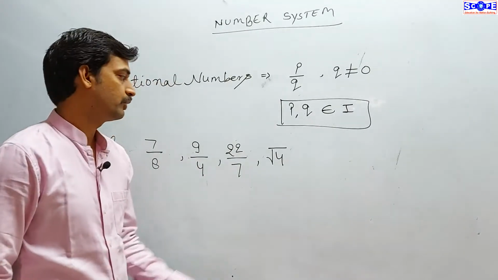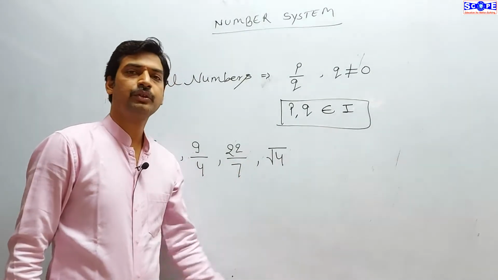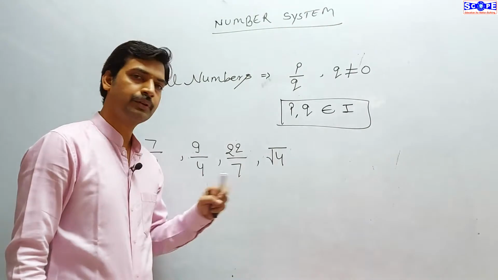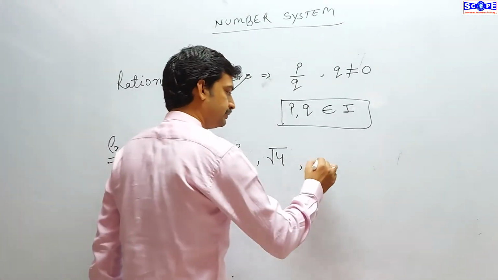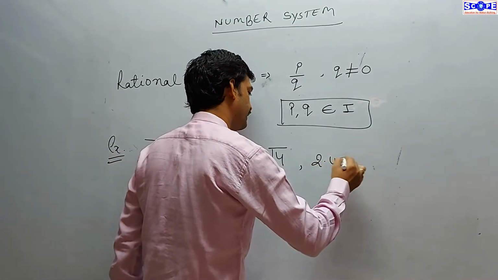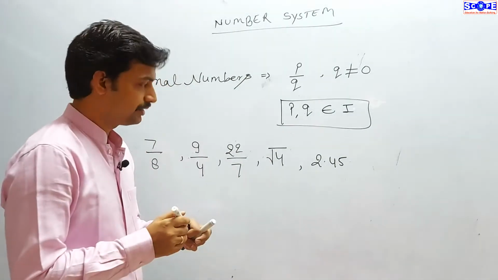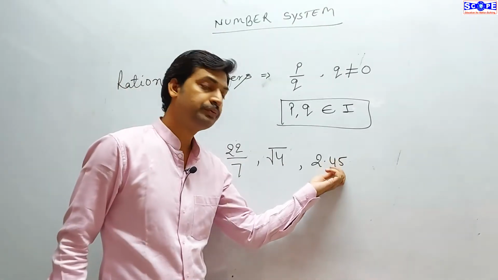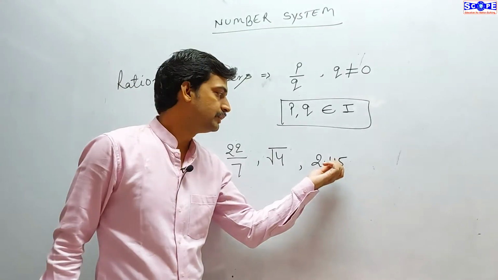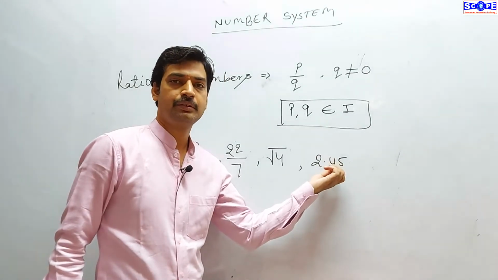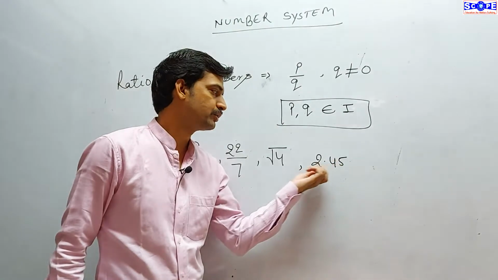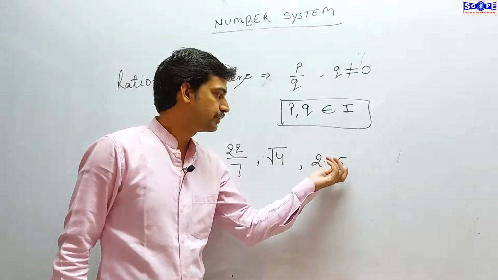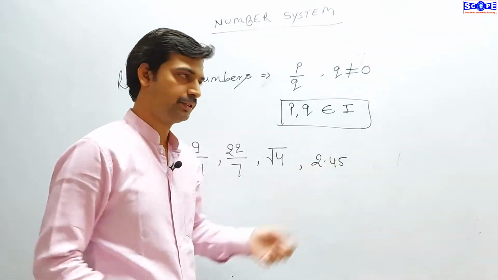Now you will say, why is under root 4 there? Because the value of under root 4 is 2, so we can include it. Again, 2.45. Decimal numbers are also included in rational numbers if they have a finite decimal part, meaning ending decimals. 2.45, this is the end. So this is called a rational number.